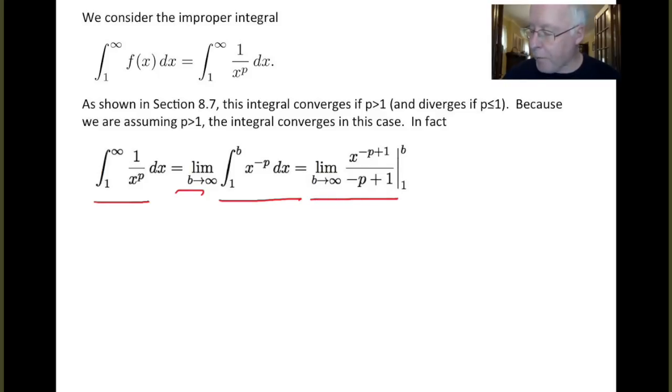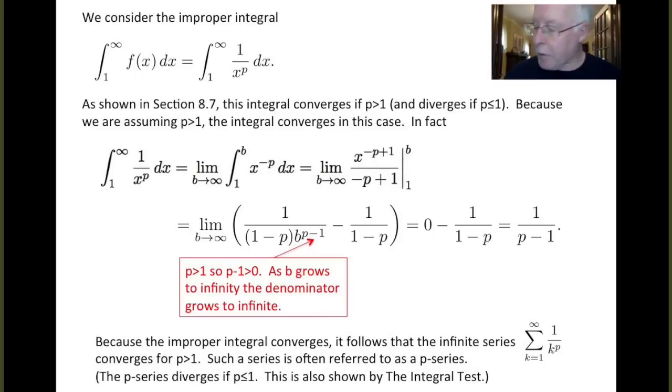And this is just a power of x, integrate with respect to x, so we can integrate that rather easily to get x to the minus p plus 1 over minus p plus 1, and then the limits on the integral from 1 to b. So next we put in the upper limits of b and 1, and the upper limit b gives us this term, and the lower limit 1 leads to this one.